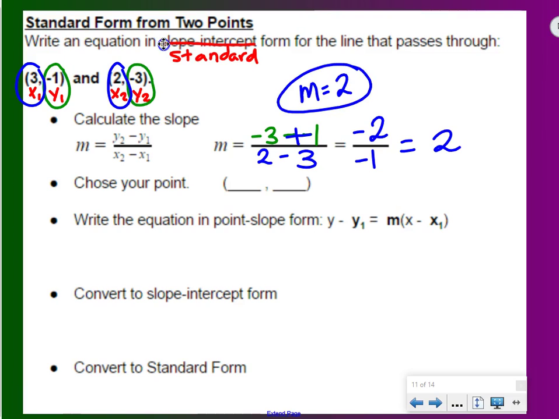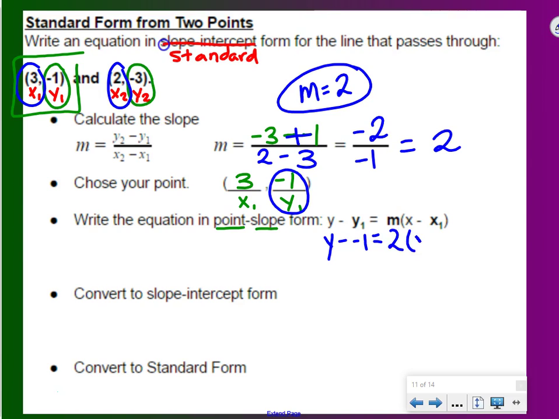Choose your point. We're going to start with writing in point-slope form. So we want to choose our point. Either choose the first point or the second point. I'm going to take the first point, (3, -1), my x1 and my y1. Now I'm going to write this in point-slope form. This should all be very familiar. y minus y1, which is -1, equals m, 2, times x minus x1, which is 3. Change my double negative to a positive.